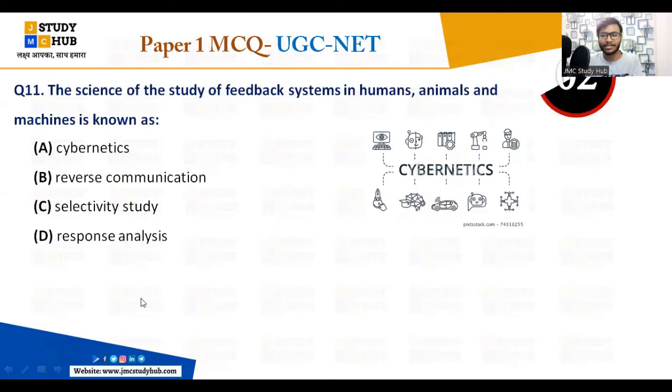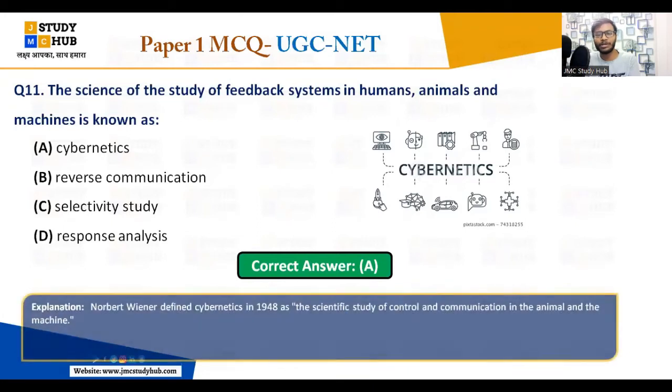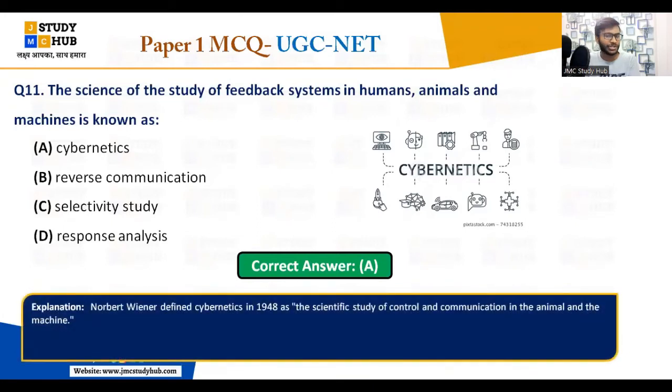So what will be the answer, everybody? Those who have not guessed till now, please answer. Please remember, this is a very serious question, and it has already been asked, right? Whenever there is the study of the feedback system, either in humans, animals, or machines, then that is called cybernetics.